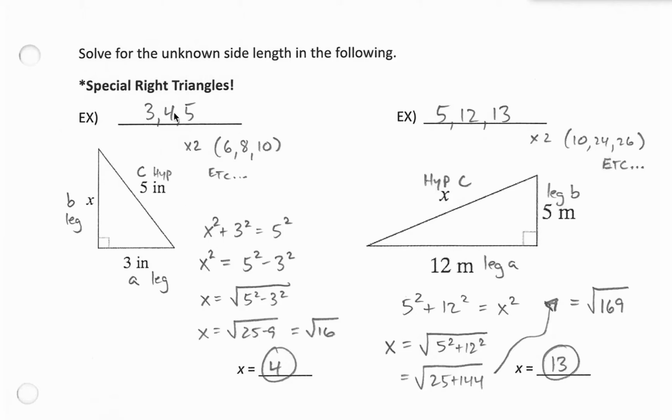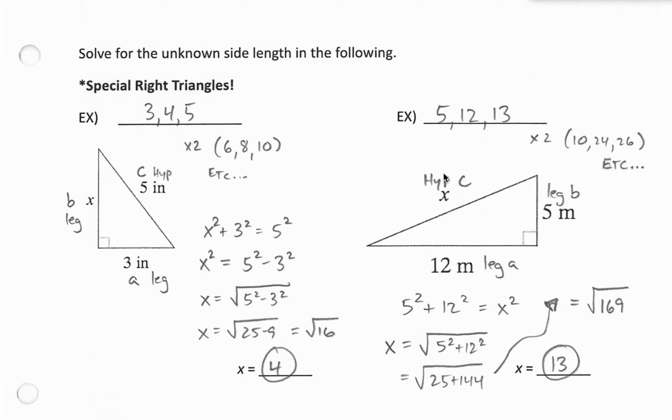Any factor or any scale factor of that is also true. So if you double the ratio, you would get 6, 8, 10. If you triple it, 9, 12, 15, that's also true. A little bit harder to recognize when you start scaling it, but eventually, if you see it enough, you can recognize it.